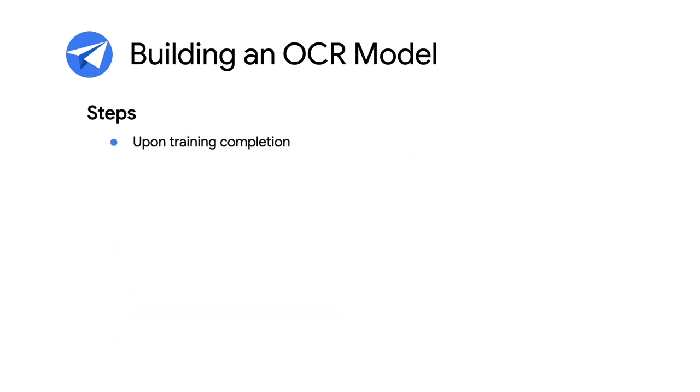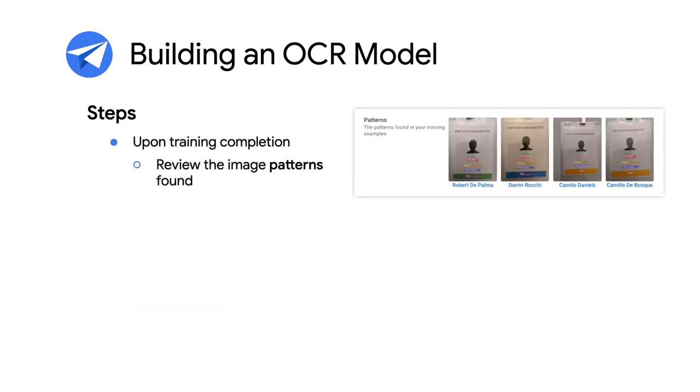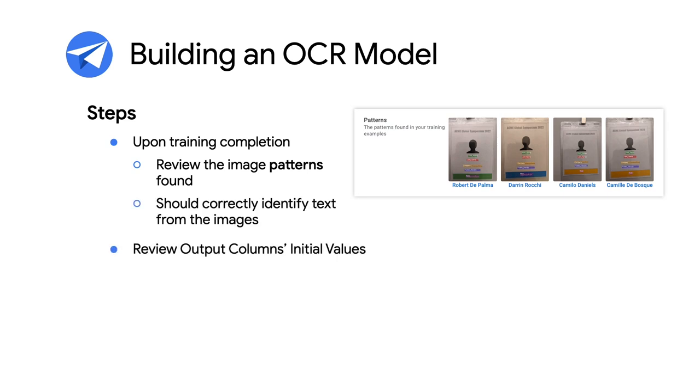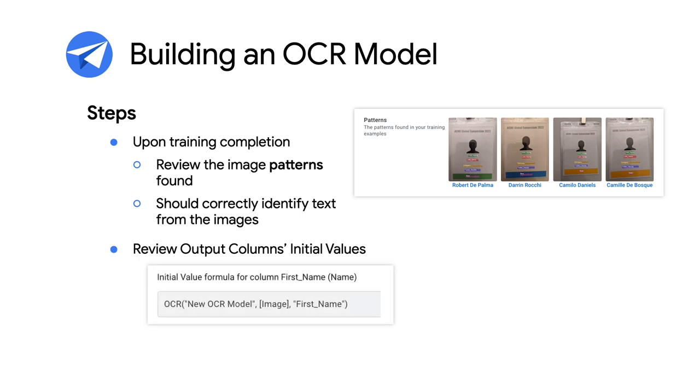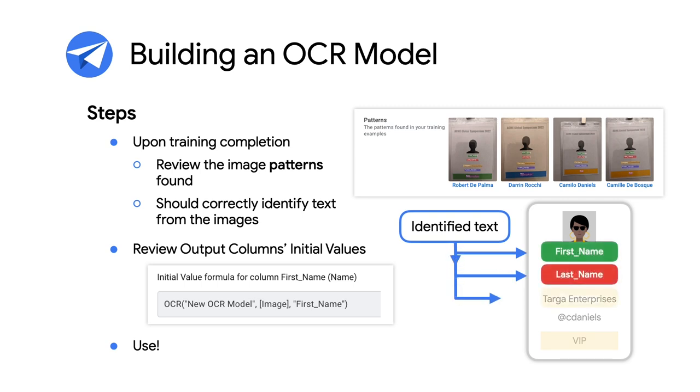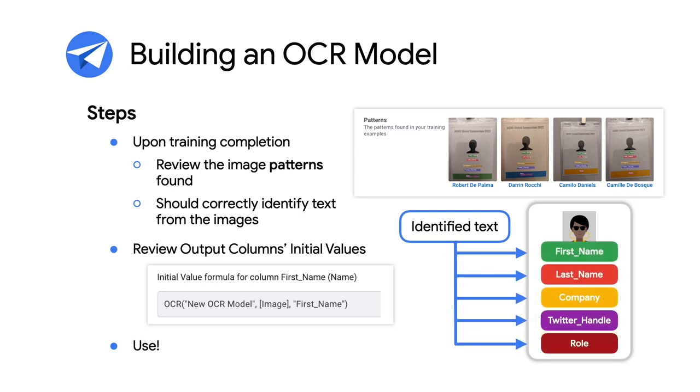Upon training completion, you can then review the image patterns found. They should correctly identify text from your images. You can then review the output column's initial value setting. You'll see an OCR function which sets the fields with the identified text from the source image. If everything looks good, you're all set to begin using your new OCR model. Let's walk through a real OCR example in AppSheet.